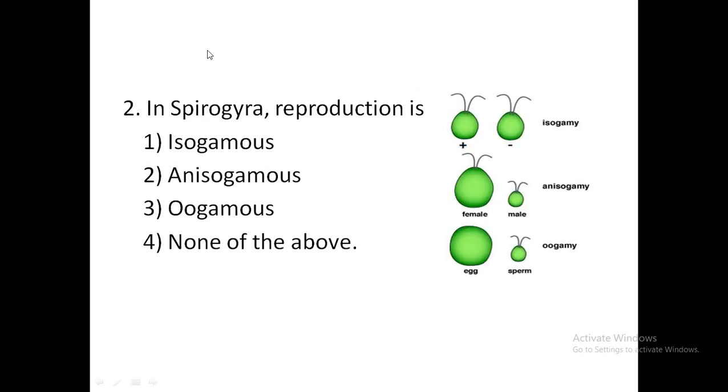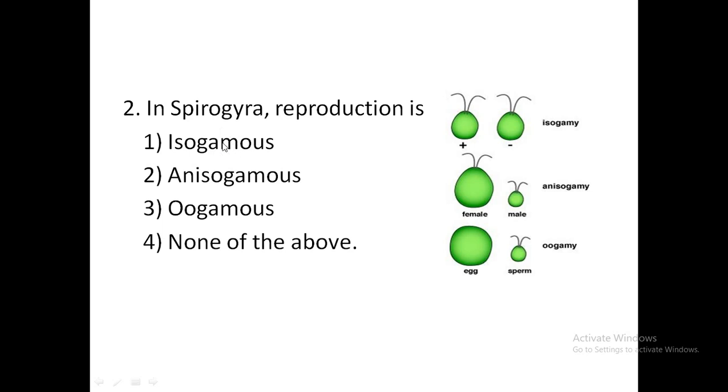Now moving on to the next question. In Spirogyra, which type of reproduction does Spirogyra exhibit? Isogamous, anisogamous, or oogamous. Here the answer is, in Spirogyra, both the male and female gametes are of the same size. Here you can see male gamete and female gamete are of the same size in case of Spirogyra. That is why it is isogamous. So here the answer is isogamous.